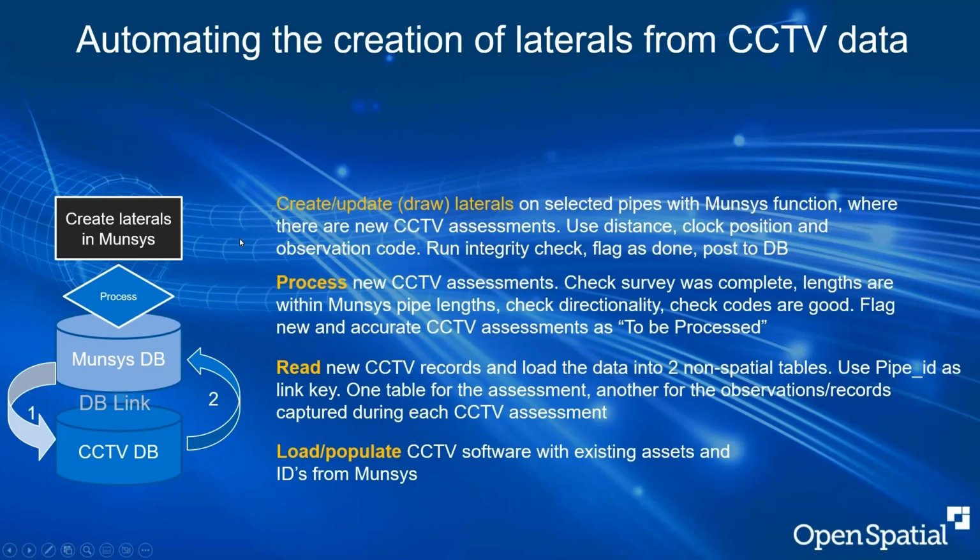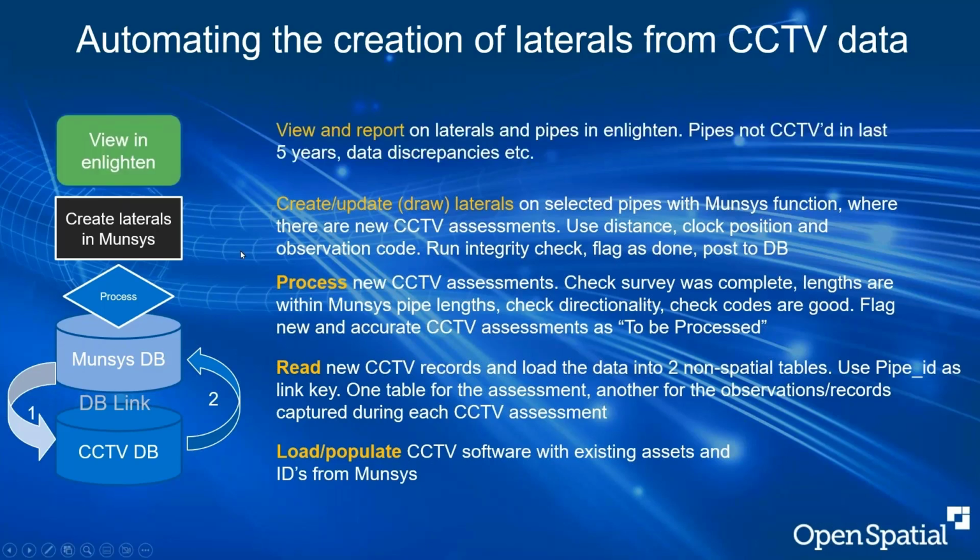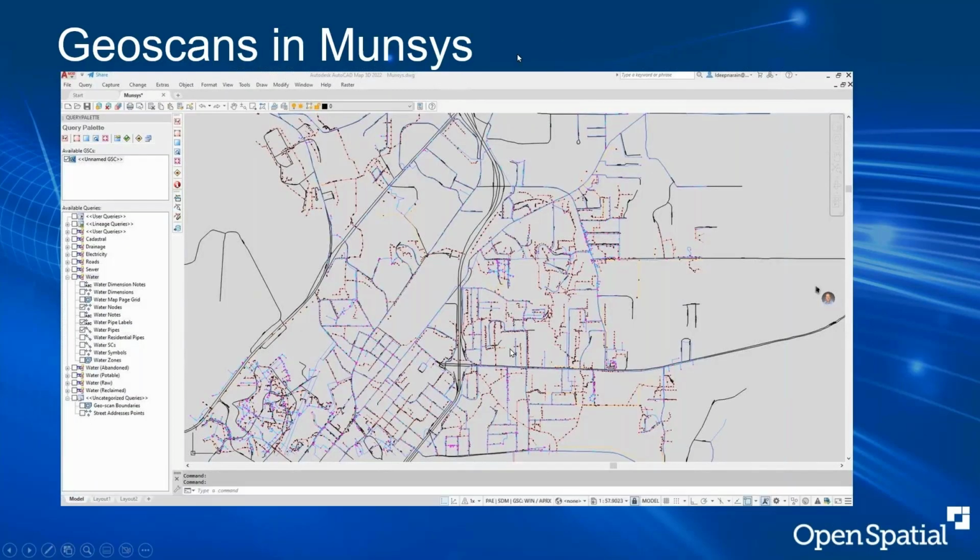And then once it's in Munsys, of course, you can view it in Enlighten. It's pretty nice in Enlighten because, A, it means everyone can see where the laterals are along the pipe. Also, you can start doing some stats. You can say, well, where are the ones that haven't been CCTV'd in the last 5 years? Or where are there data discrepancies, like where the lengths in the CCTV are consistently different from Munsys? Well, maybe there's a problem there. So stuff like that.